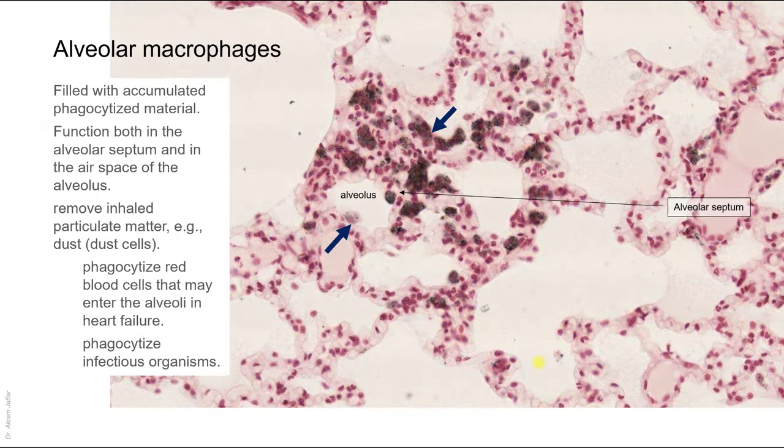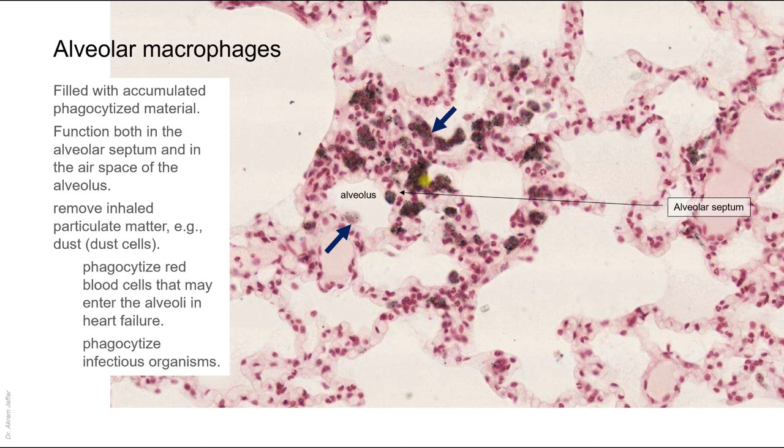In the wall of the alveolus there is another type of cell, and these are macrophages, called alveolar macrophages. They might be present either in the wall, and some of them might move to the space of the alveolus. You can see that they are filled with particles, dust particles, carbon particles. These are phagocytic cells, part of the immune system of the body, and they not only phagocytize bacteria and viruses in case of infection, but also they phagocytize particulate matter such as carbon particles and dust. And so they are called dust cells.